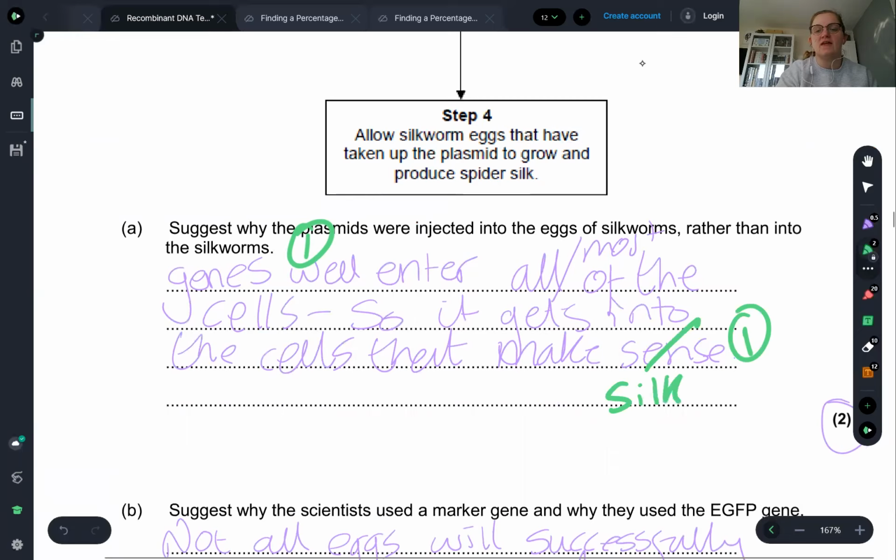We don't want it going into maybe like heart cells, for example, because that's not useful. So we want it to go to a specific place.